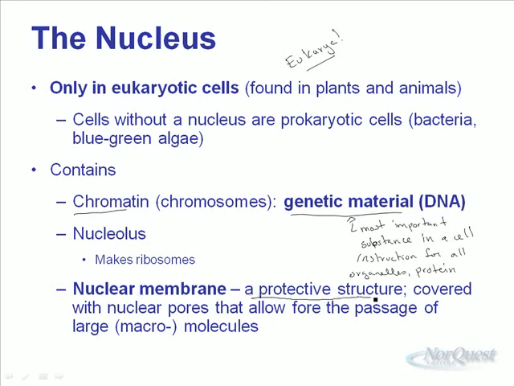It's a protective structure. It's there to keep all of that genetic material safe from damage. Damage from other molecules, damage from UV light. It's a protective structure and allows for the passage of large molecules when it's necessary. So sometimes there's copies of that DNA made. Those copies have to travel out into the cytoplasm in order to make new organelles.